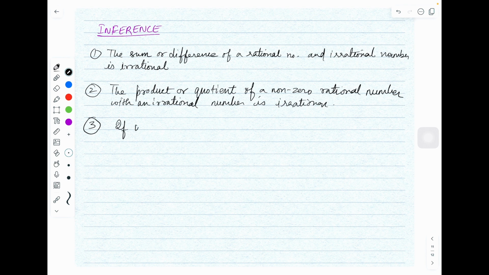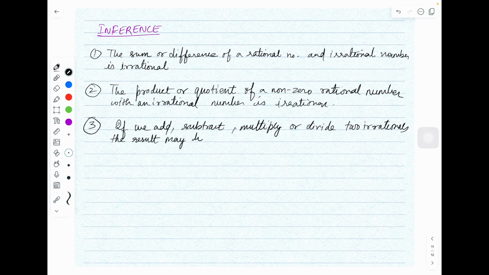Third point is, if we add, subtract, multiply or divide two irrationals, the result may be rational or irrational.